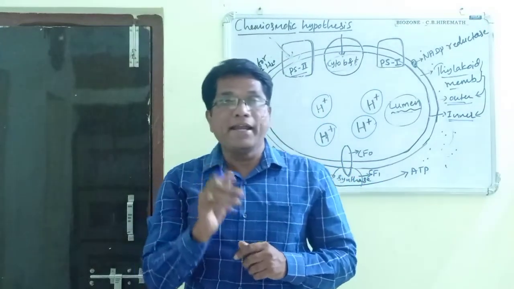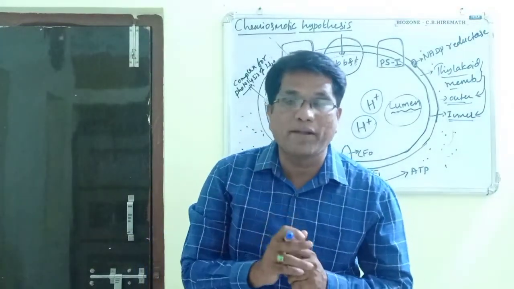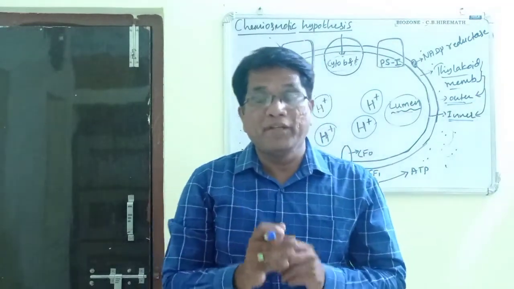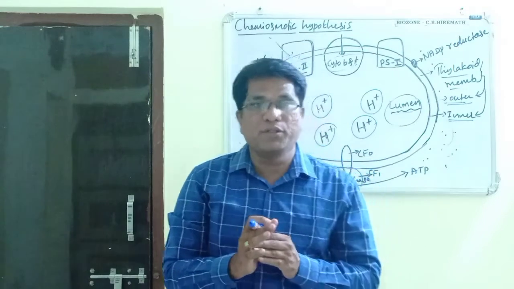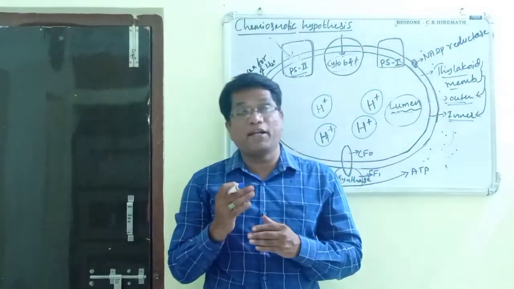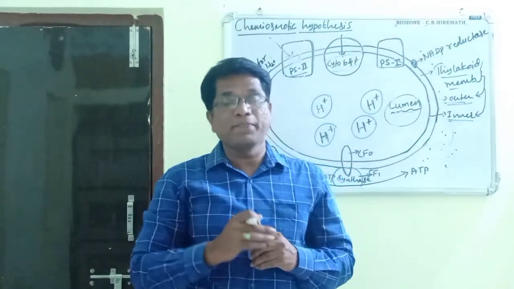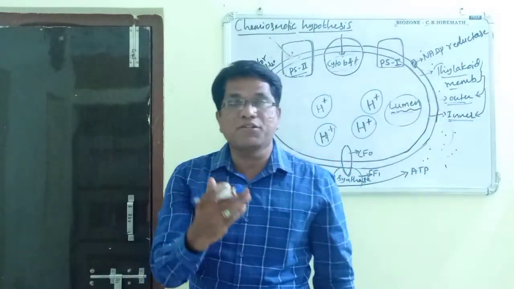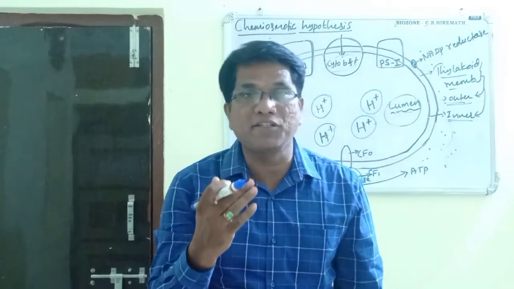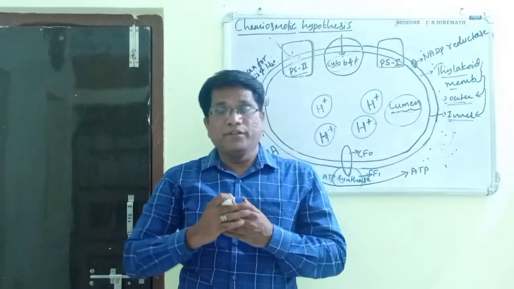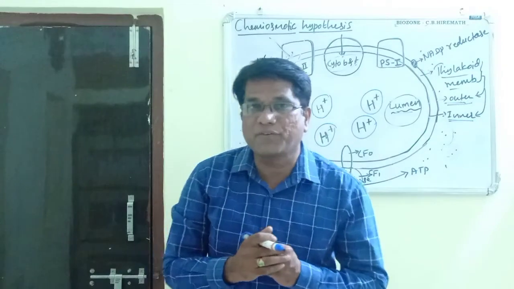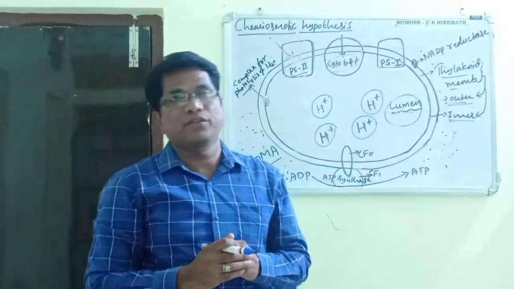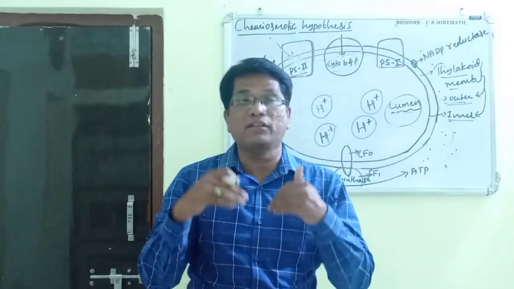Third one, the NADP reductase enzyme complex is located on the stroma side of the thylakoid membrane. So electrons come out from the acceptor of electrons of PS1. These protons are necessary for the reduction of NADP to NADPH2. So these protons are also removed from the stroma. So these are the three causes of the proton gradient across the thylakoid membrane.